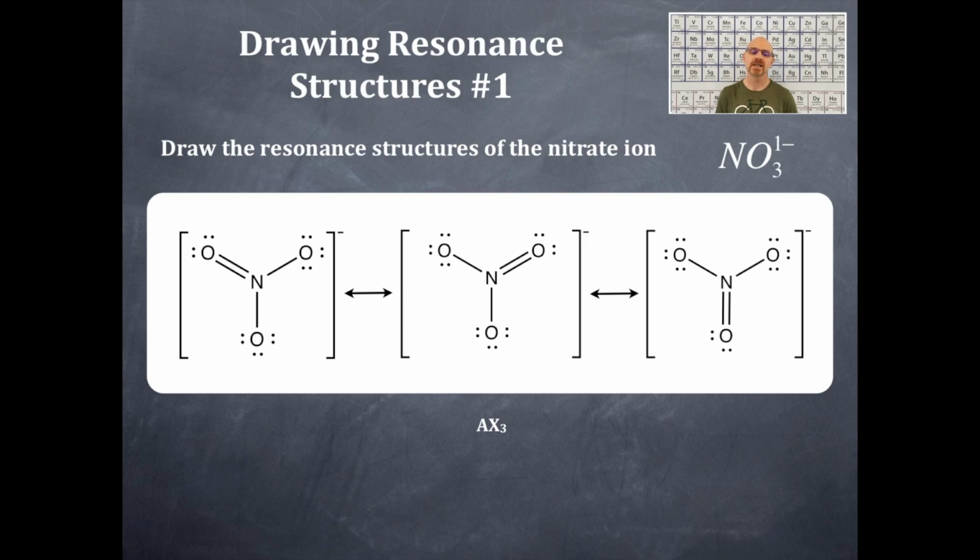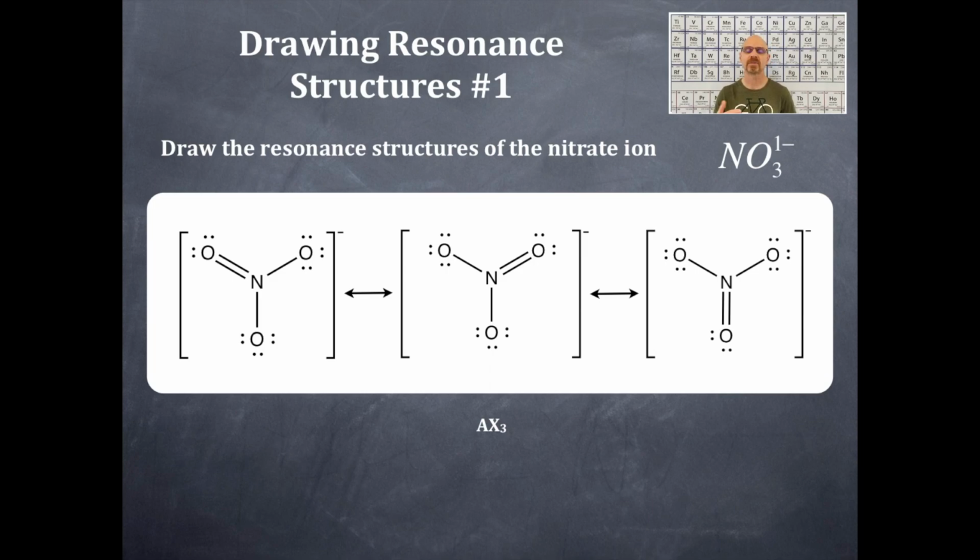And that means that the central element is the A, the outside elements are the X's. The central element is the nitrogen, that's the A. The oxygens are the X's. So there's one A, there's always one A. And then the outside elements are the O's, of which there are 3, so that's AX3.